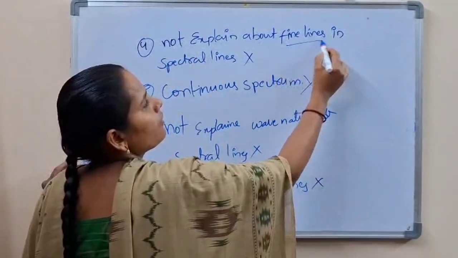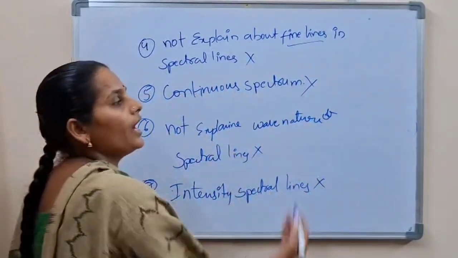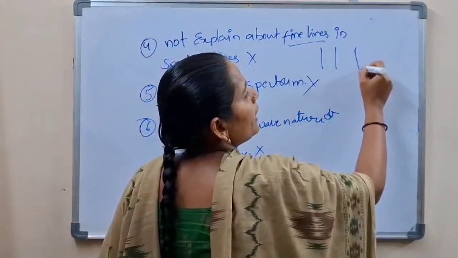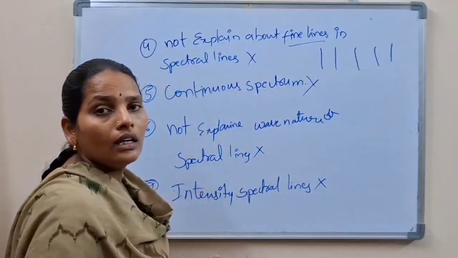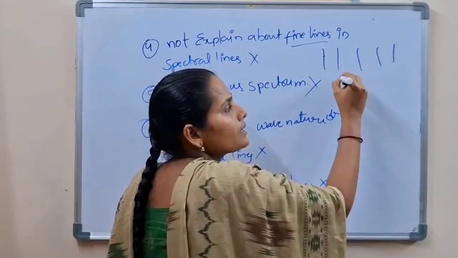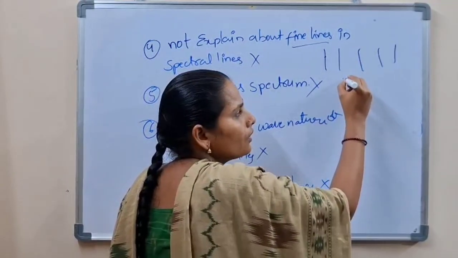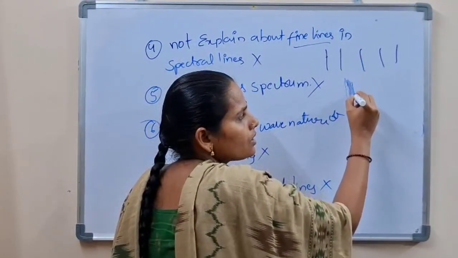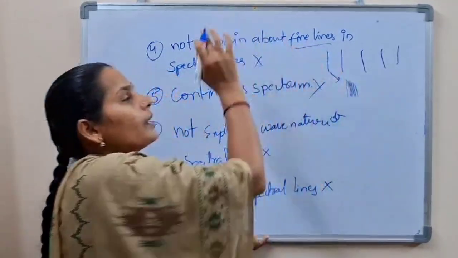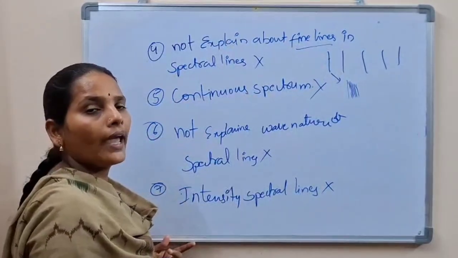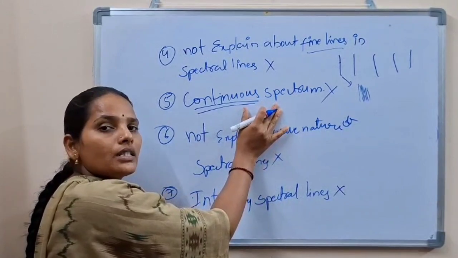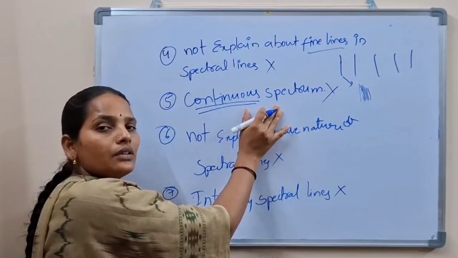Let's see. Not explaining the fine lines in the spectral lines: while electromagnetic radiation passes through the prism, it produces spectral lines like this. The drawback is that in these spectral lines each line has very fine lines nearer to each other, forming a single line. These fine lines are not explained by Niels Bohr in his model. Next, the continuous spectrum: there is no separation, and the colors merge into one another.